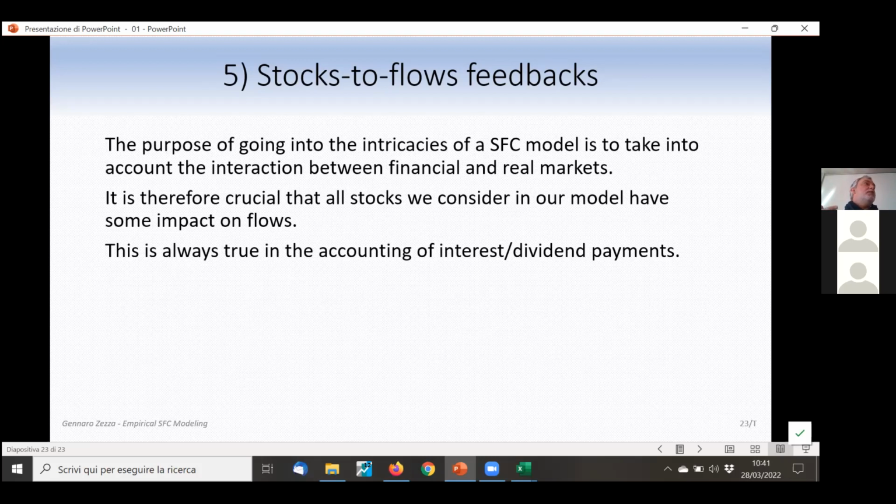Now, if you just forget about this and then you go and look at the outcome of your model, you will find that this net wealth of the business sector is either going to the sky or getting negative and nothing happens, which are two things that are not really consistent. So when we talk about stock flow consistency, it's not just a matter of accounting, but also logical consistency.